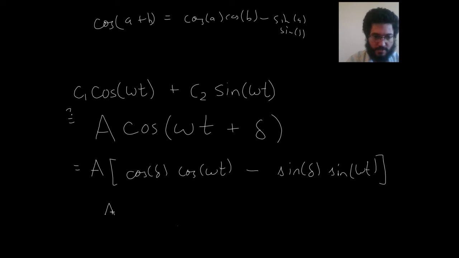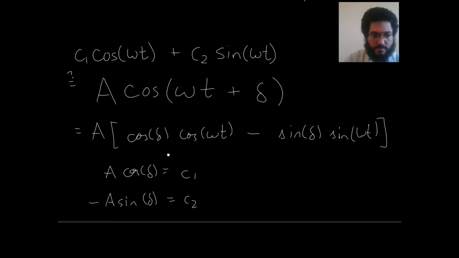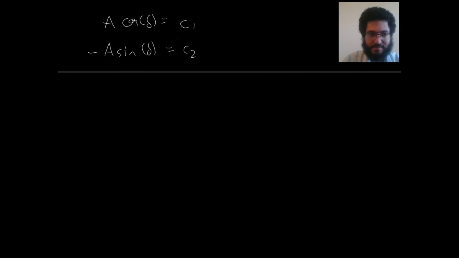So here's my system of equations. A cosine delta is C1, and minus a sine delta is C2. Okay, so how do I solve this system of equations? This is not simple. I mean, it's just algebra, but it's not simple. So one thing you can do to try to eliminate the delta is take the sum of the squares of both equations.